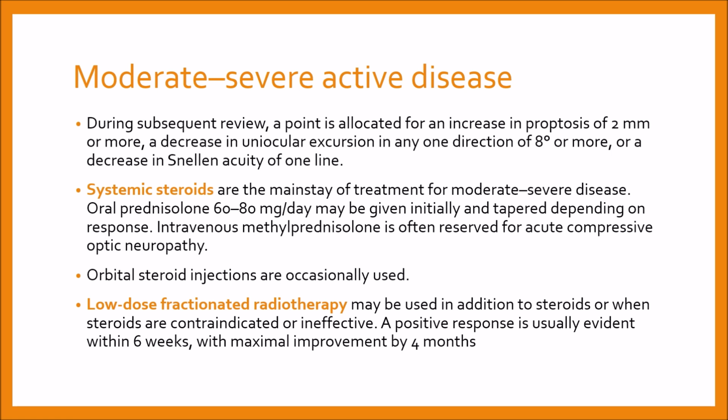Systemic steroids are the mainstay of treatment for moderate to severe disease. Oral prednisolone 60 to 80 milligrams per day may be given initially and tapered depending on the response. Intravenous methylprednisolone is often reserved for acute compressive optic neuropathy, but tolerability is better and outcomes may be superior compared with oral treatment. A lower intensity regimen in the absence of acute sight-threatening disease is 0.5 grams once weekly for 6 weeks, followed by 0.25 grams once weekly for 6 weeks.